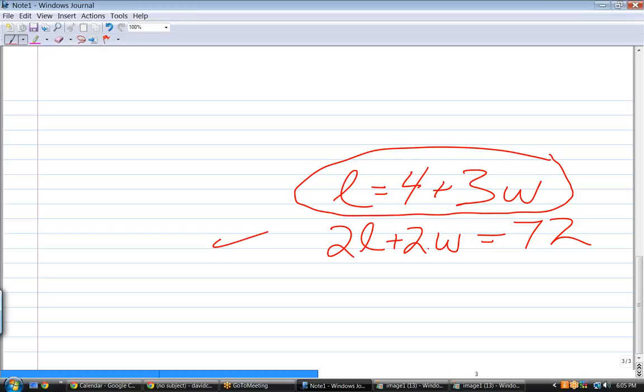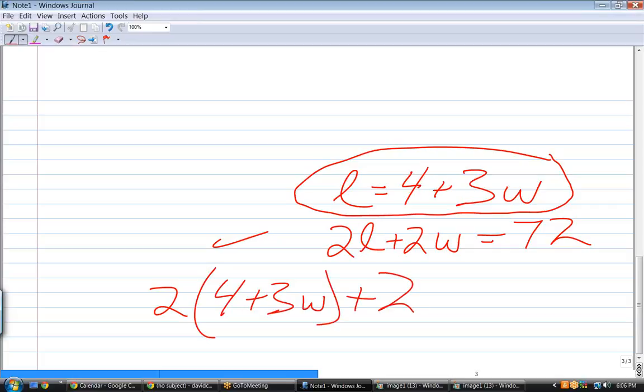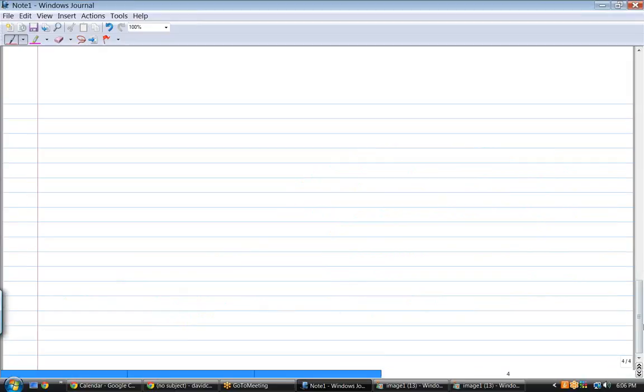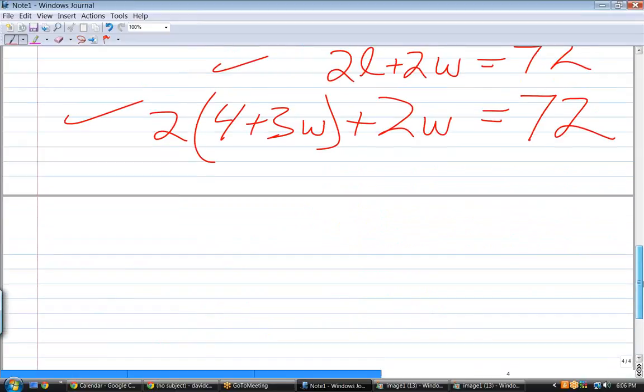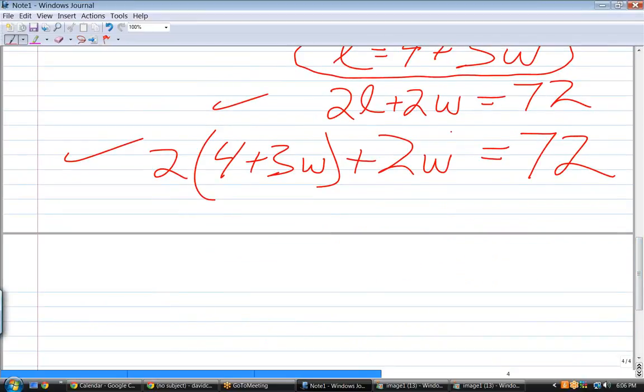So now give me this second equation after I substitute 4 plus 3W wherever I see L. So it'd be 4 plus 3W in parentheses plus 2W equals 72. Now notice we have one equation, one variable. We're going to be able to solve for W. Once we solve for W, we're going to be able to go back into either of these other equations and solve for L. So let's just go through this simple algebra.